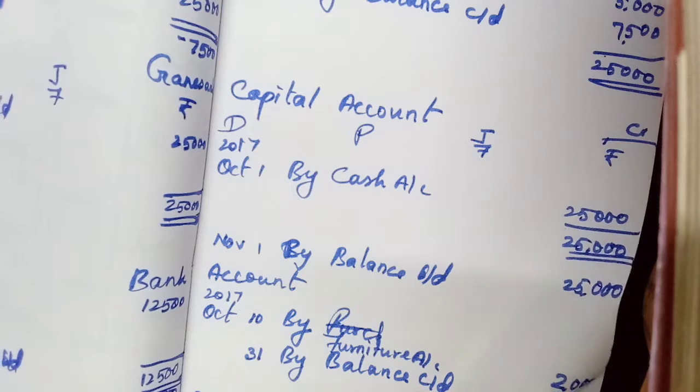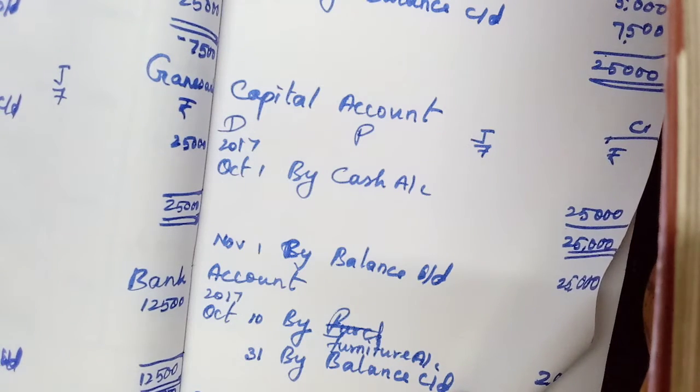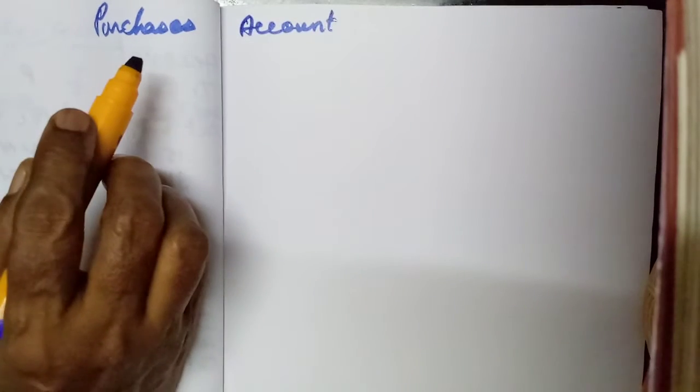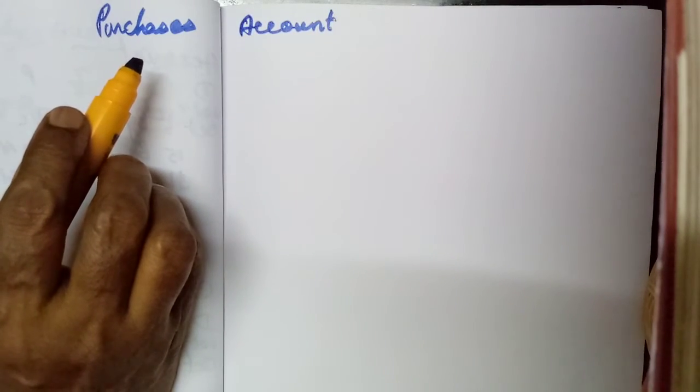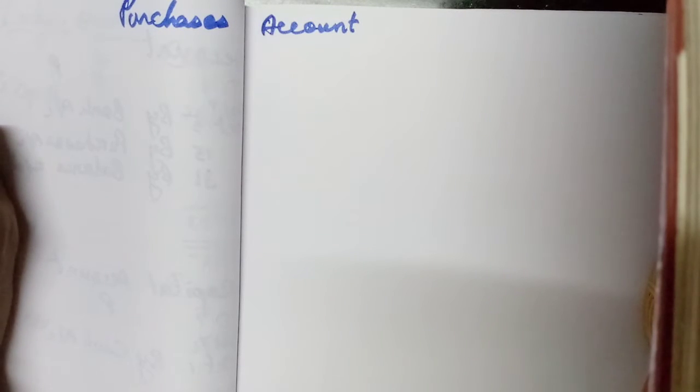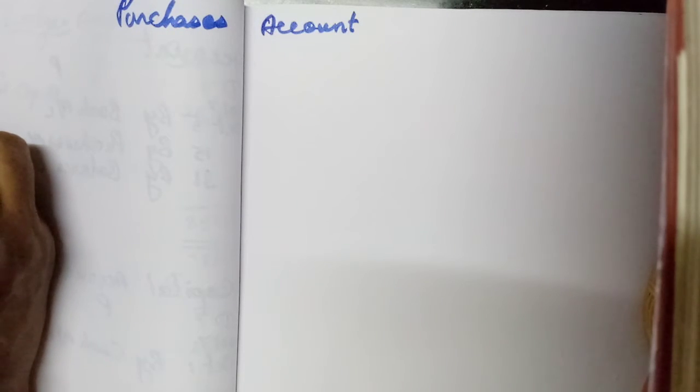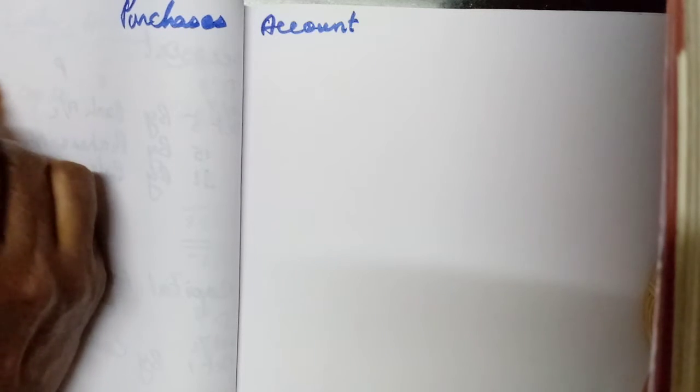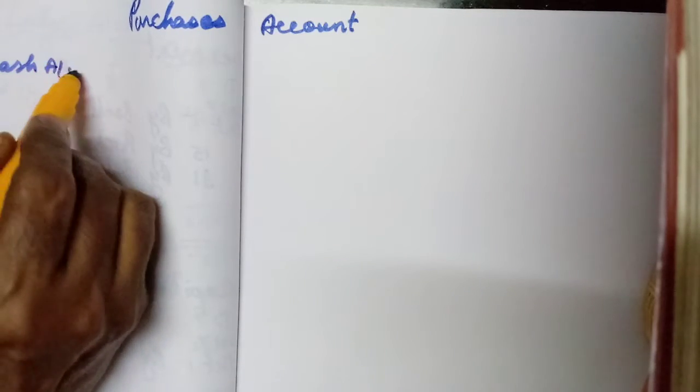Now then goods purchased for cash. So there purchases coming. Okay, next account is purchases account. Purchases account debtor to cash. So debit side. Okay. 2017 October 15. Okay, to cash 5,000.